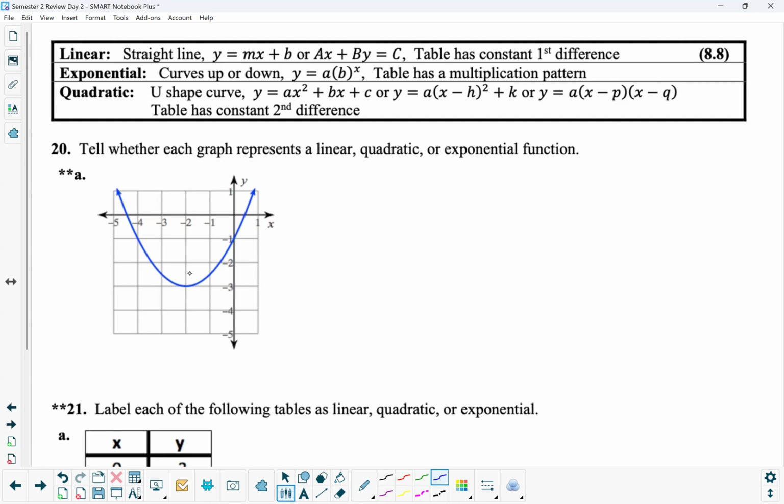So if we look at the graph for A, hopefully you can see this is a parabola. It's a U-shaped curve, which means this is quadratic.